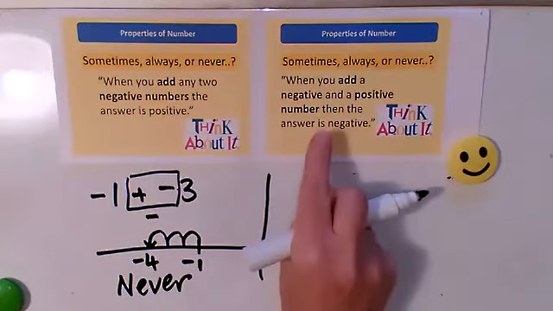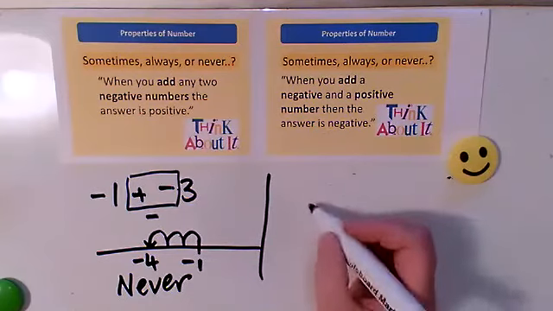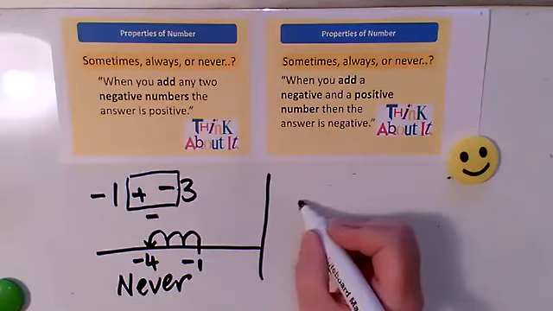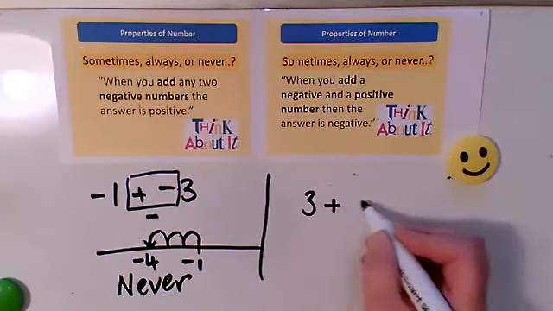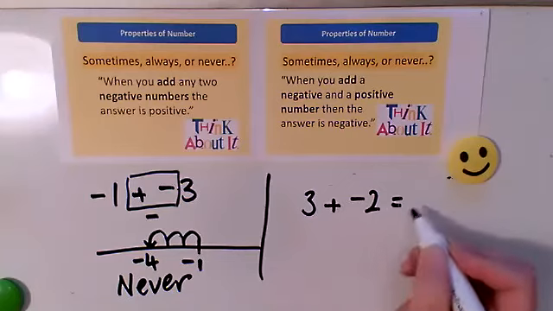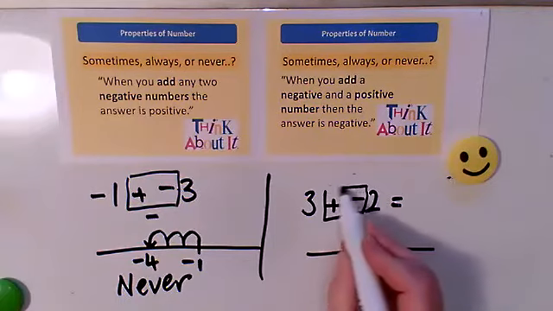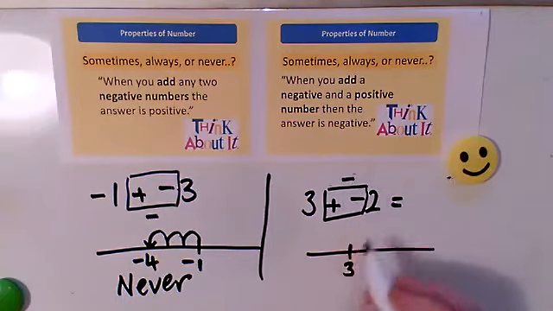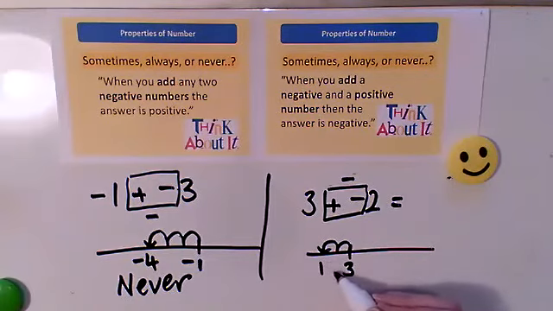And the last one, when you add a negative and a positive, then the answer is negative. So let's have a look. If I was at positive 3 and I added a negative 2, well, again, thinking of our number line, if I was at 3, adding a negative means I'm going to subtract. So I'm going to get 2 positions smaller. So 3 take away 2 gets me to 1. So that gets me to a positive answer.